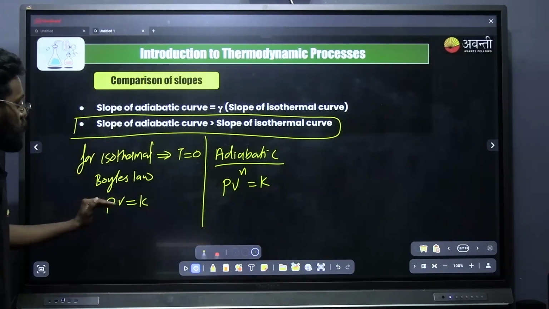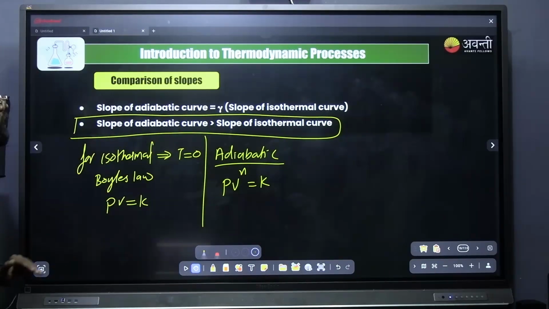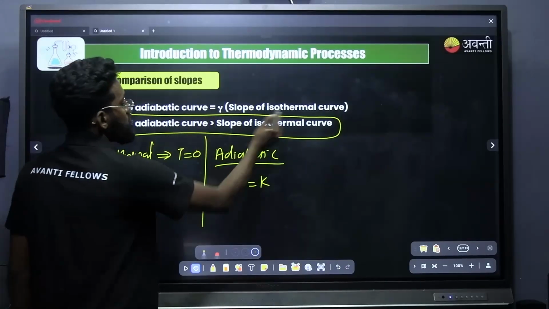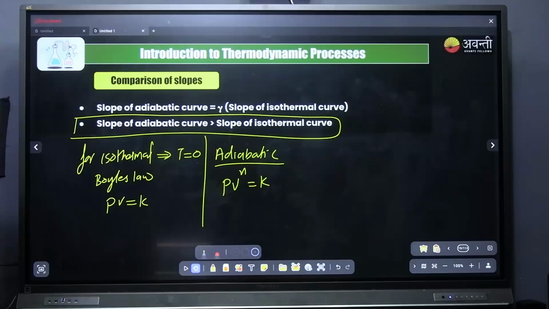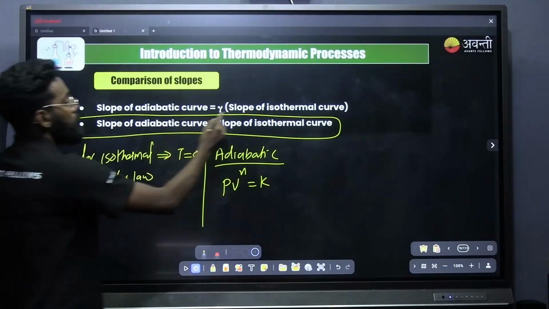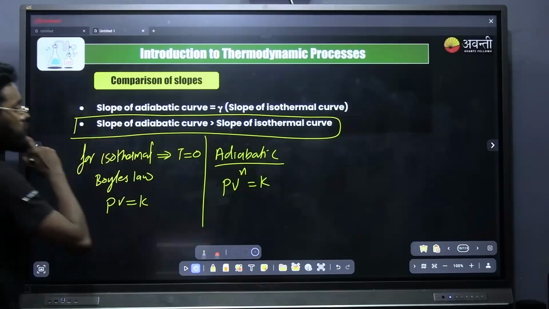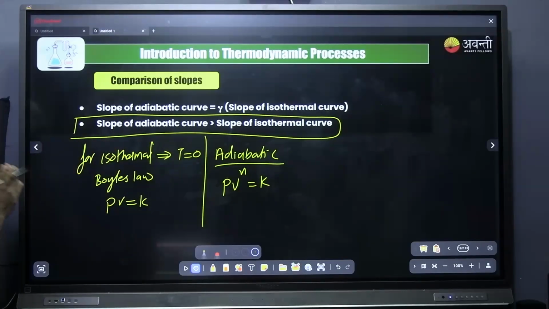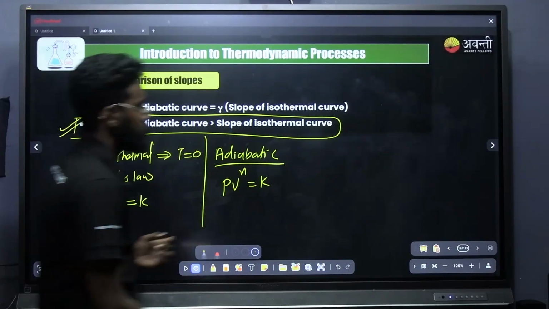Now if you compare these two, you will get the idea that the slope of the adiabatic curve is gamma times the slope of the isothermal curve, which means the slope of the adiabatic curve will be greater than the slope of the isothermal curve. Note down this point. Okay, now I will be giving you the comparison of it.